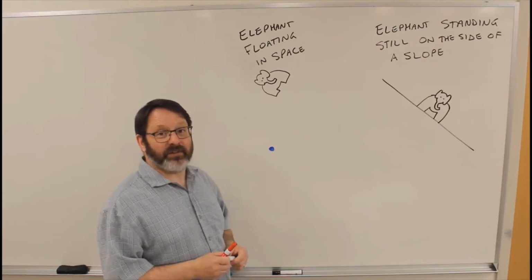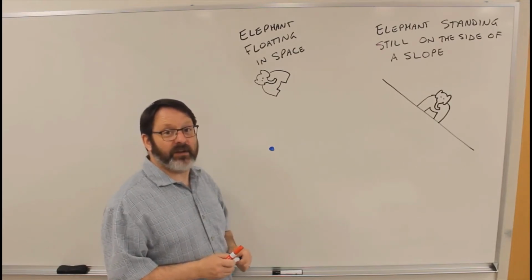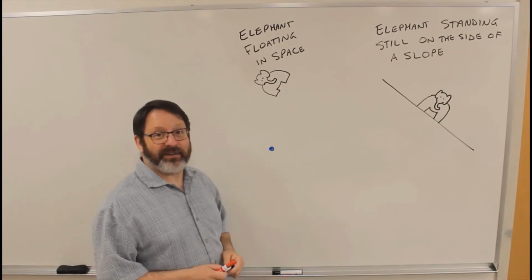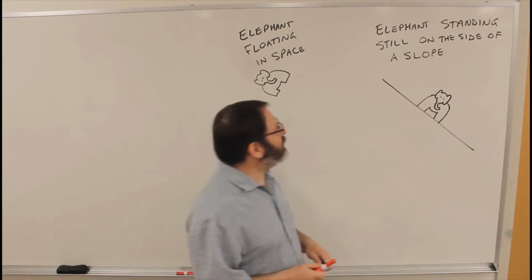There aren't any forces acting on the elephant. It's just floating in the middle of space. So there it is. Free body diagram's done. Now for a more complicated one.